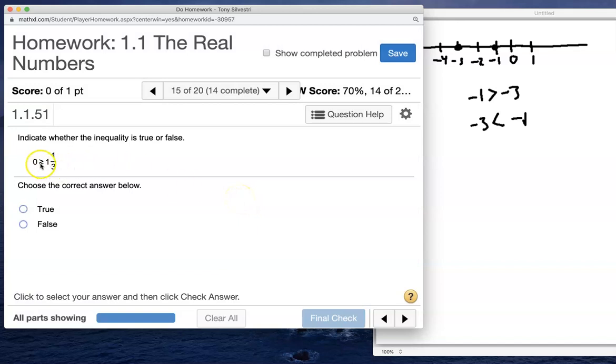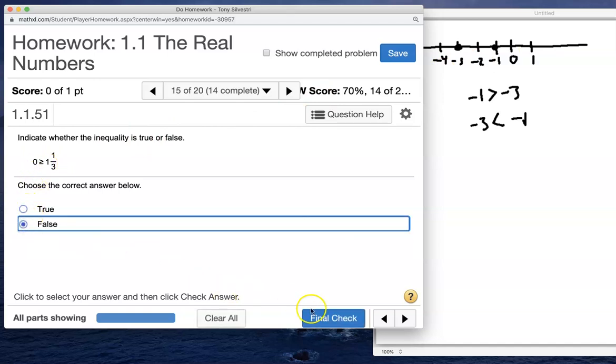0 is greater than or equal to 1 1/3. Well, no, of course not. Here's 0. 1 1/3 is over here. 0 is less than 1 1/3. So it's less than. It's nowhere near greater than or equal to. False.